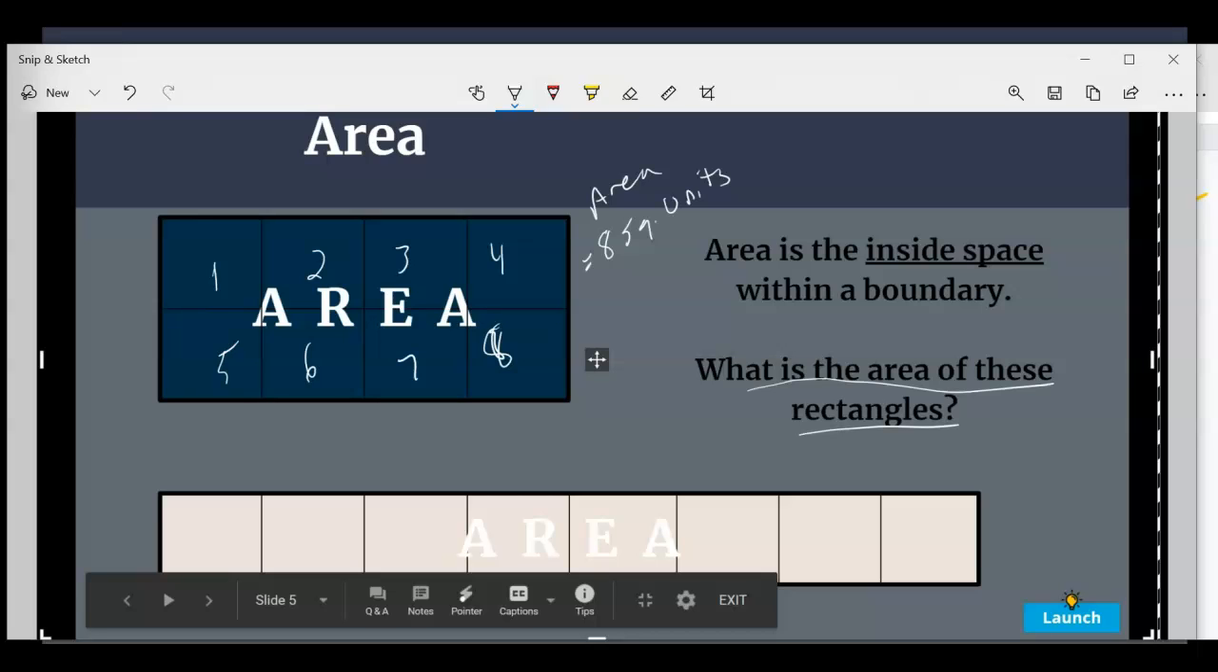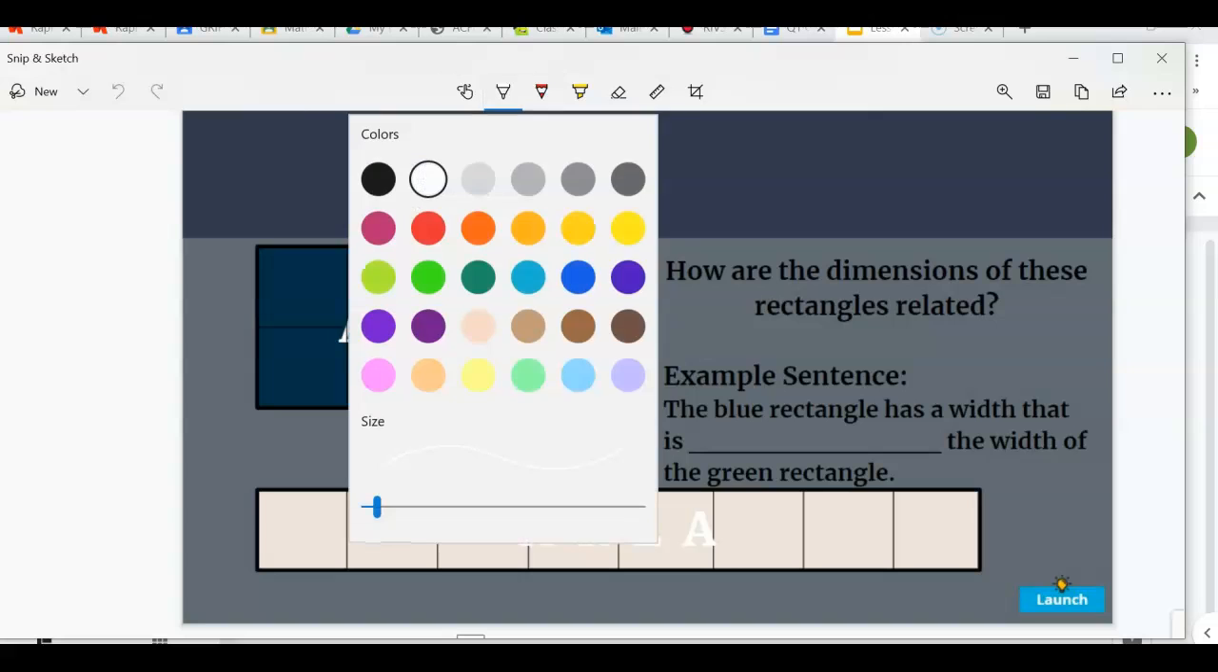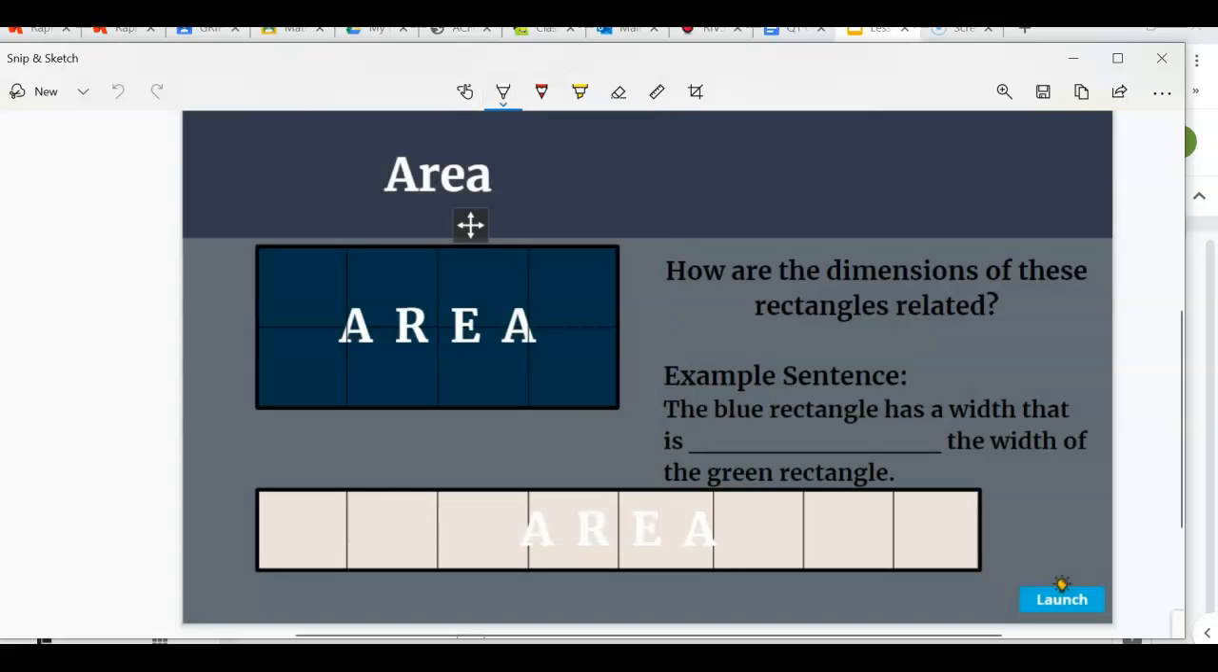So now let's take a look at the second one down here. Okay, now remember, again, the inside part is the area. 1, 2, 3, 4, 5, 6, 7, 8. Same thing. The area is going to be 8 square units for that one too. So we have 8 square units for both of them. That is our answer. So we're going to move on to our next slide, and we've got the same rectangles drawn here though. We got different questions.